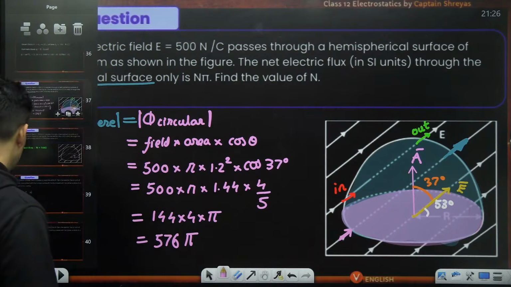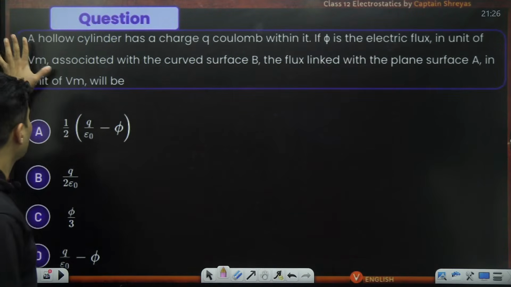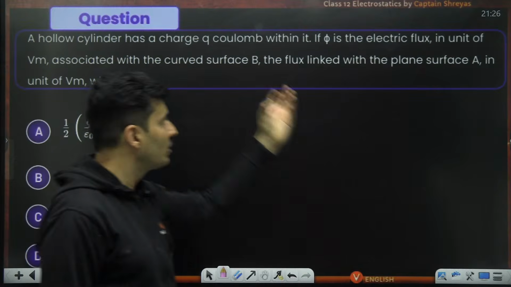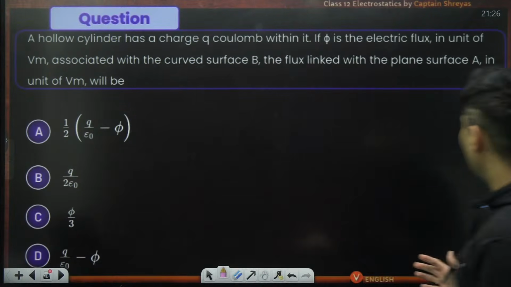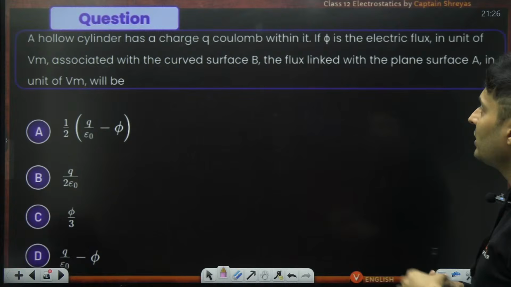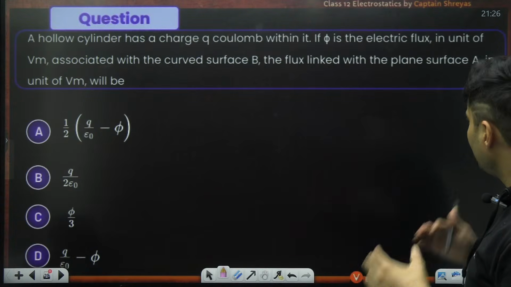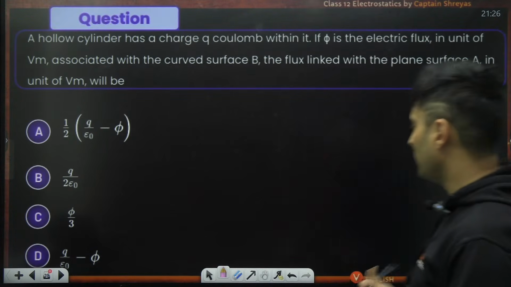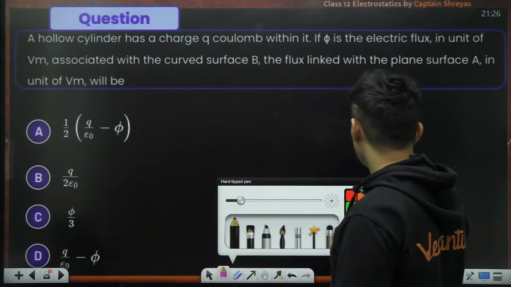Let's go to another question coming up on your screen. Here it is. A hollow cylinder has a charge of q coulomb within it. Phi flux is associated with the curved surface. The flux linked with the plane surface is how much? Very nice question, guys. Think about it.